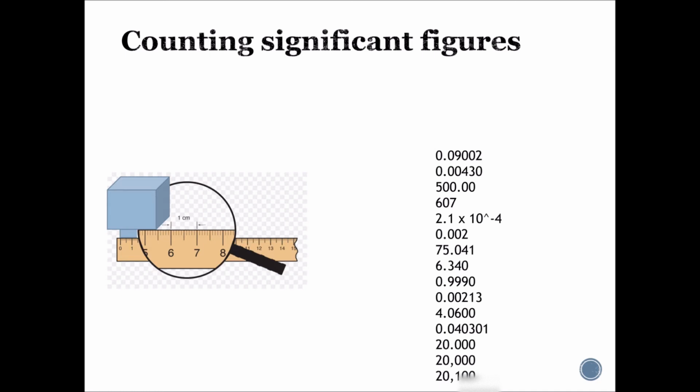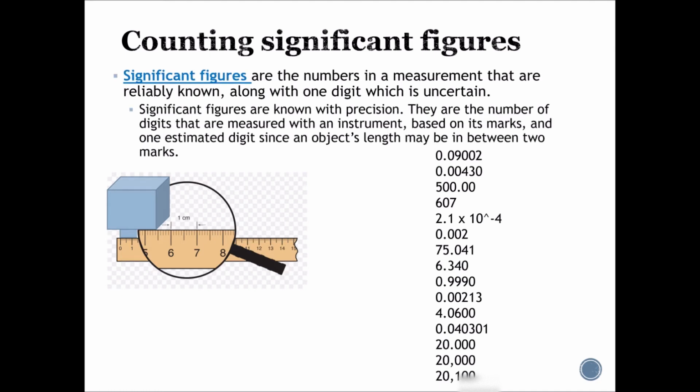First, I'm going to show you how to count significant figures, and then we'll understand why they're important. So what are significant figures? They're the numbers in a measurement that are reliably known, along with one digit which is uncertain. So when you take a measurement, you're measuring length, or the volume of a liquid, or, I don't know, how many grams your cat weighs. It could be any type of measurement. Significant figures are known with precision, and that precision is going to be based on the marks that are on your instrument.